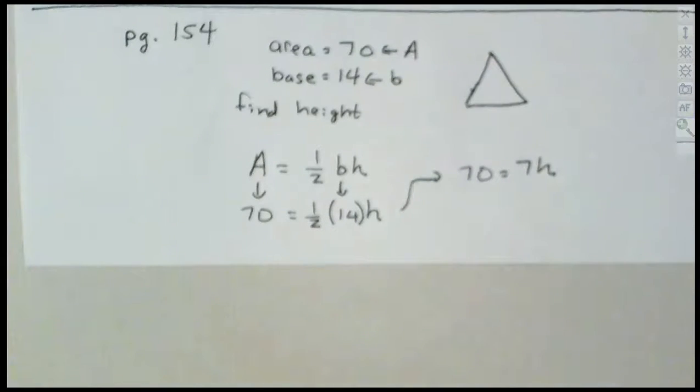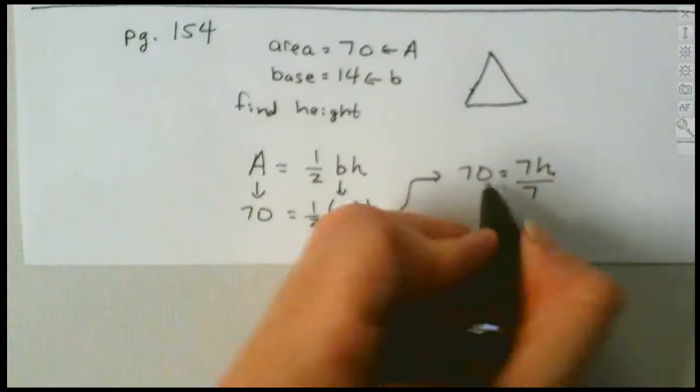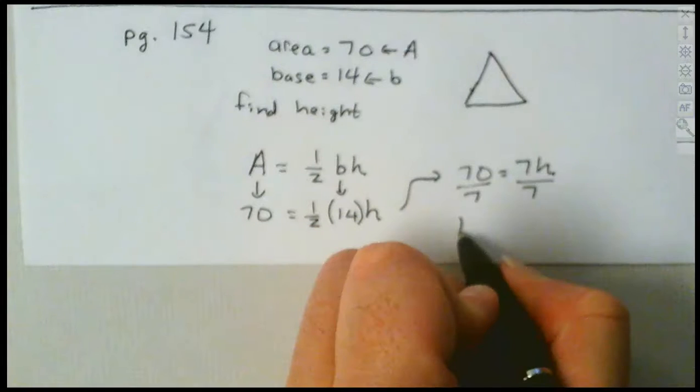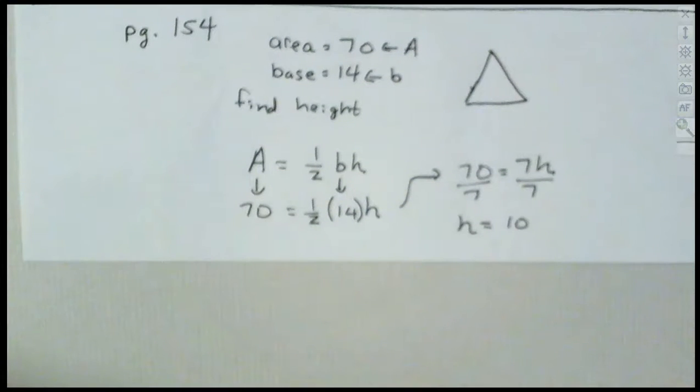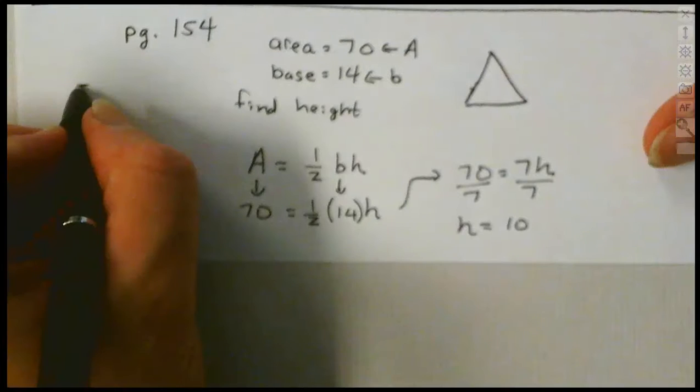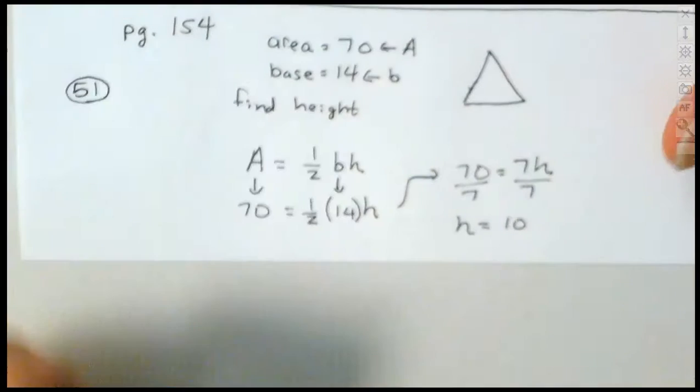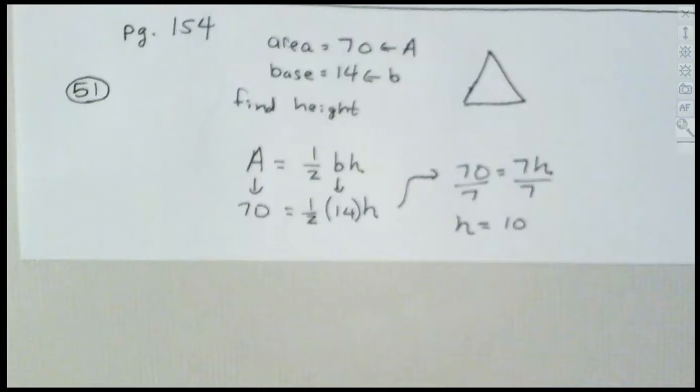We need to finish it out. So we're going to divide by 7. And that gives you now H is going to be 10. We need to make sure that we label it. So when we look at question 51, it's got feet in it. It says this triangular sign has 70 square feet for its area. Its base measures 14 feet. We want to know the height of the sign.